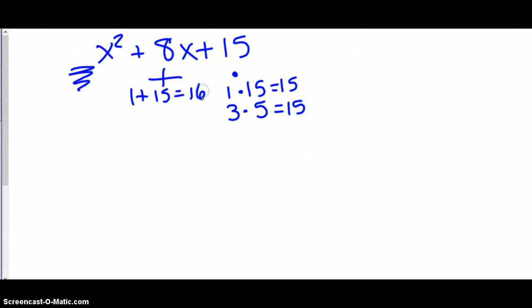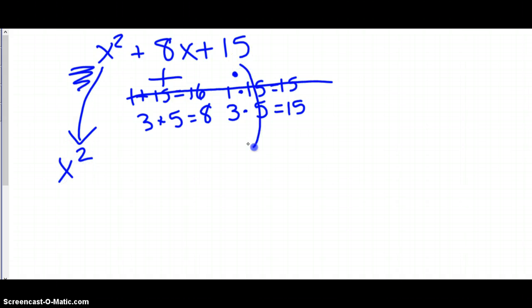Well, if we do 1 plus 15, that's 16. That doesn't work, so those numbers cannot be used. If we do 3 plus 5, that's 8, so that can be used. So we're going to bring down the x squared. We're going to bring down the 15. But the 8x, instead of keeping it as an 8x, we're going to use these two numbers to rewrite it.